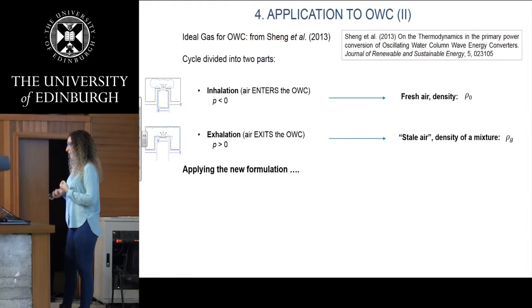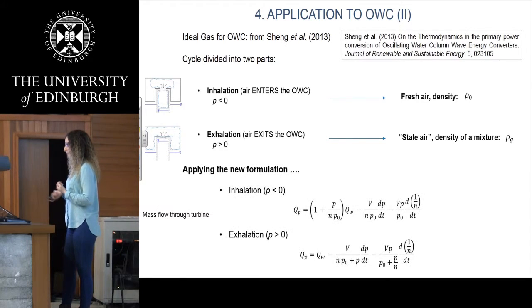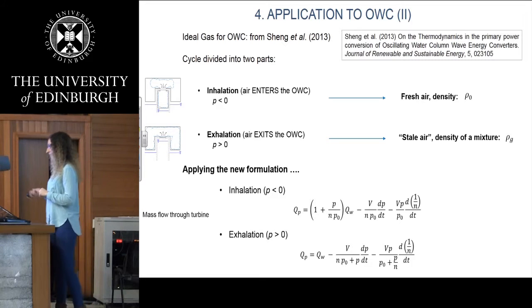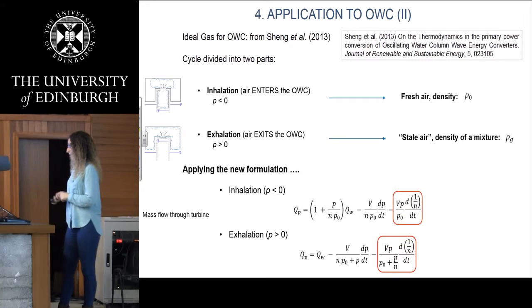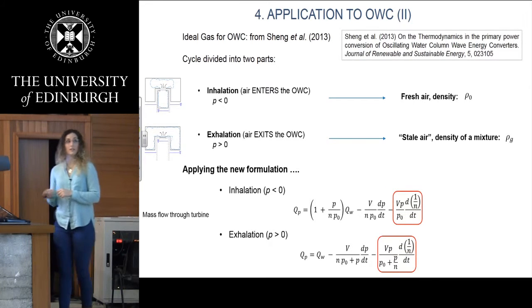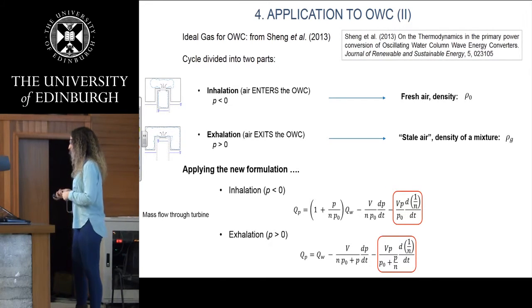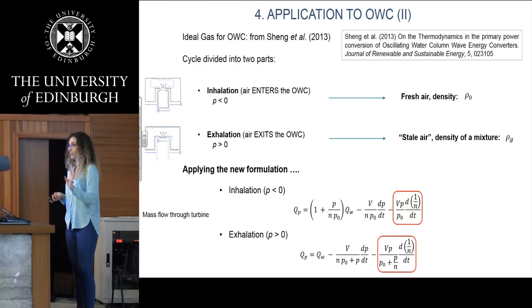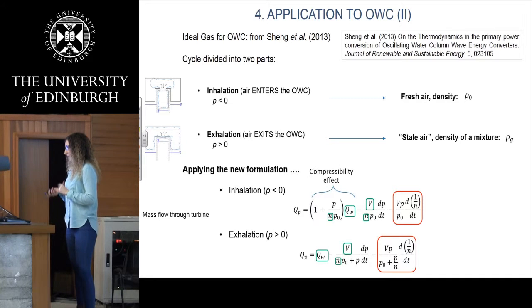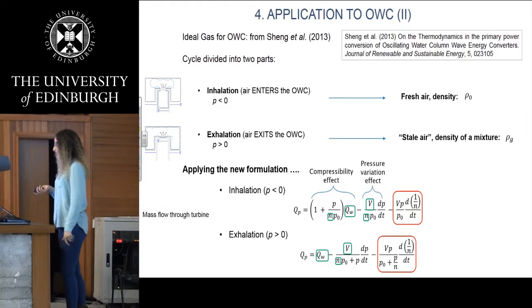And applying my new formulation to the equation of the mass flow through the turbine, I have these two equations of the airflow through the turbine. The terms in red are the terms that I introduced with my formulation. The rest of the equation was already given by Sheng. But also these terms in green are changed with my formulation. The first part is the compressibility effect, the second part is pressure variation, and the third is the real gas effect.